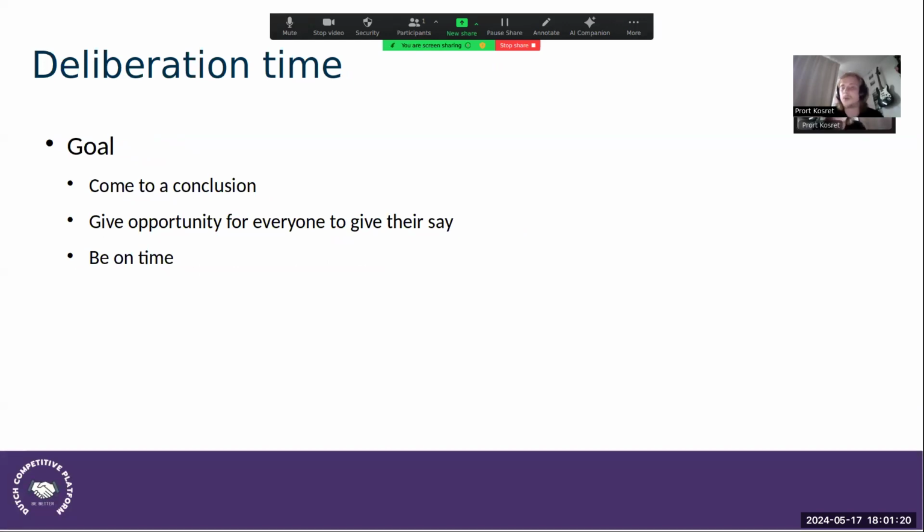Now, deliberation time. What is the goal for you as a chair? So I think there are 3 things that are going to push you and pull you in different directions. The first thing is you need to come to a conclusion. And I want to note that the important thing is that it is a conclusion. It is not a unanimous conclusion. And I think there are a couple of reasons why that is the case.